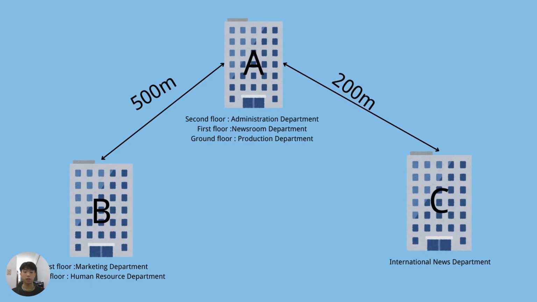Next, in location A, they have three floors, which are the ground floor, first floor, and the second floor. The production department is on the ground floor, the newsroom department is on the first floor, and the administration department is on the second floor. In location B, the human resource department is on the ground floor, and the marketing department is on the first floor. Location C has just one department, which is the International News Department. Besides that, there is a 500 meter distance between location A and B, and a 200-meter distance between location A and C.